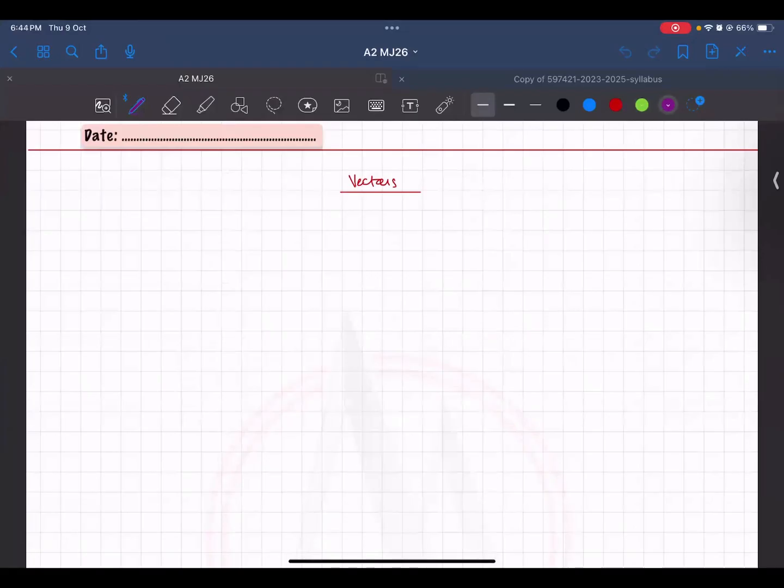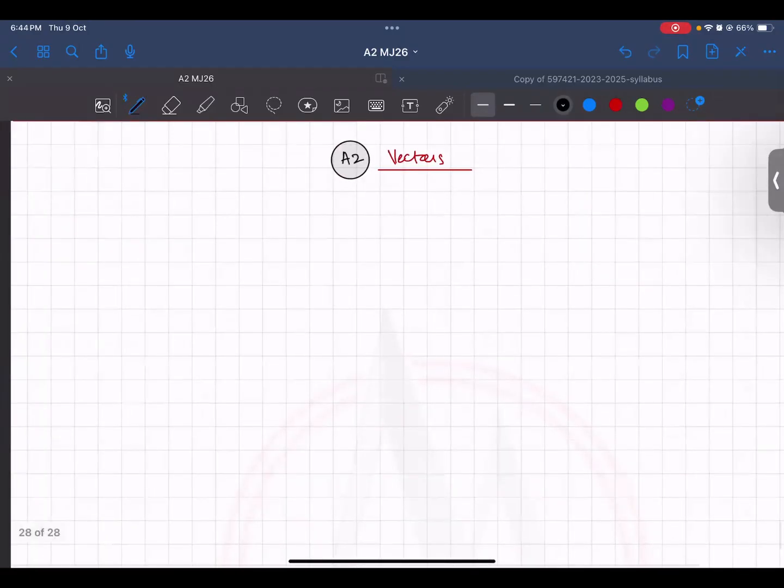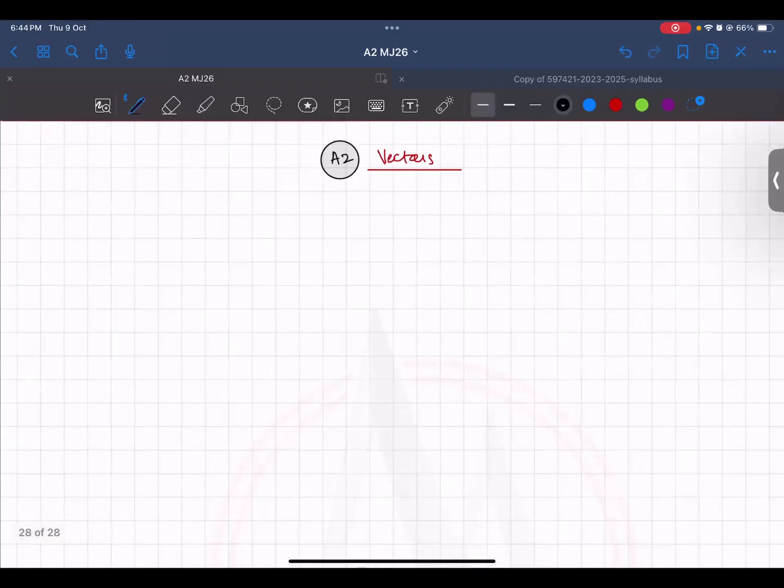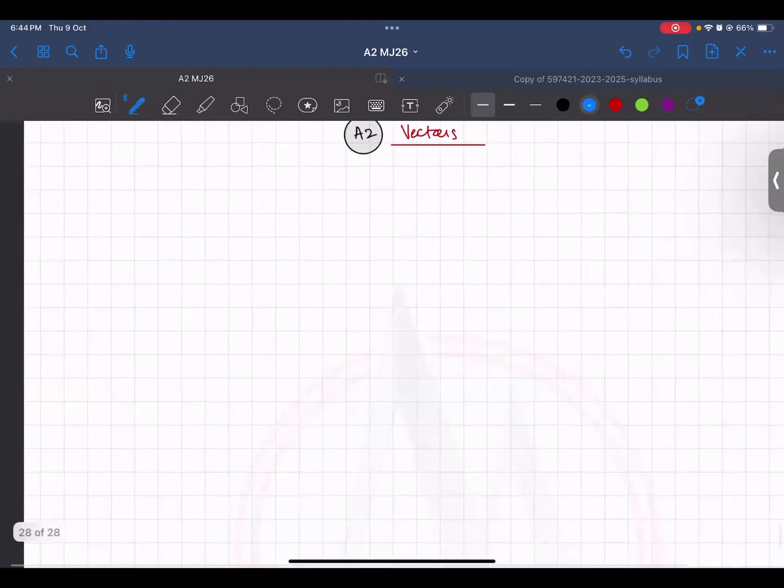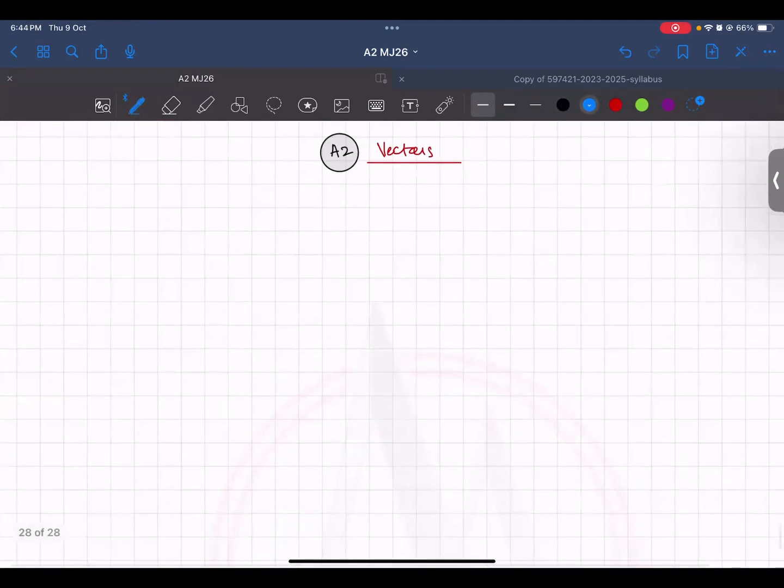So first class for vectors, A2 vectors. Initially, this was also a topic in the AS vectors, but they completely removed that topic from the AS, and they also nerfed it a lot in A2 as well. So now it's much easier and more bearable.